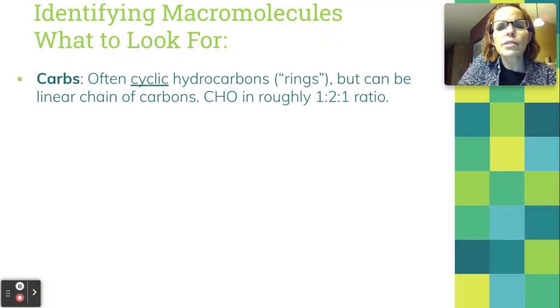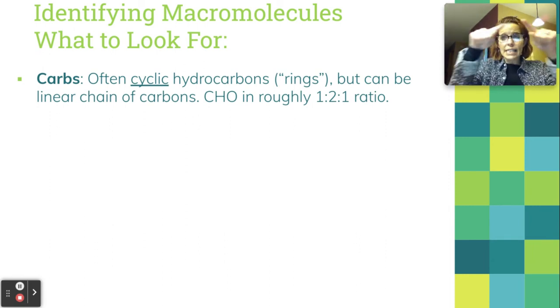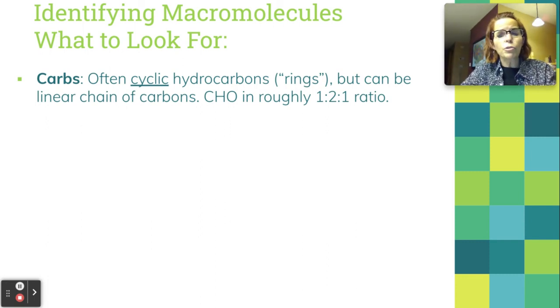Identifying macromolecules, these are things that you should look for when you're trying to recognize pictures of them. The carbohydrates are often cyclic, so they look like hexagons or pentagons. I call them rings, but they can be linear. Remember, a ring can be pulled apart into a straight line. They have carbon, hydrogen, and oxygen in roughly a 1 to 2 to 1 ratio.